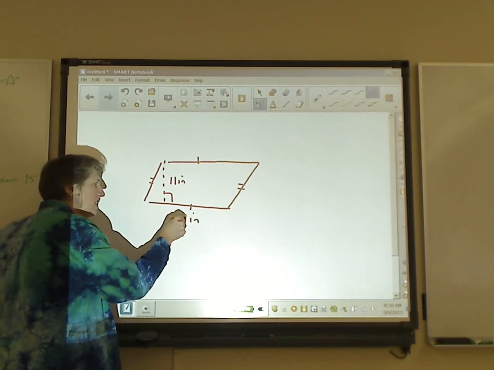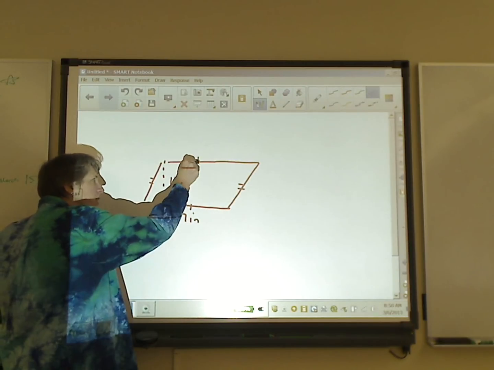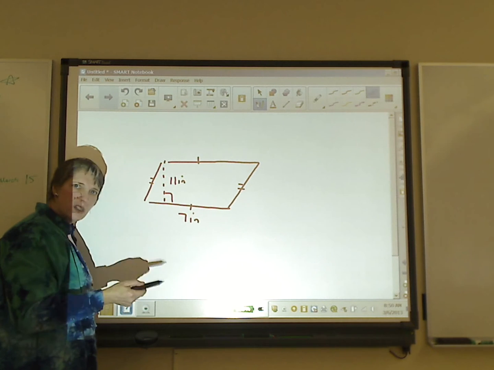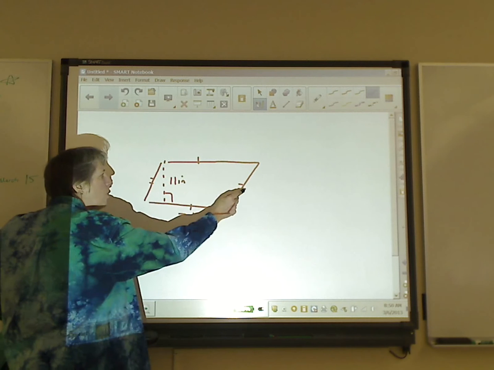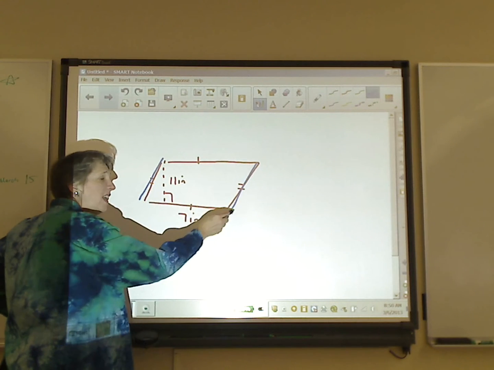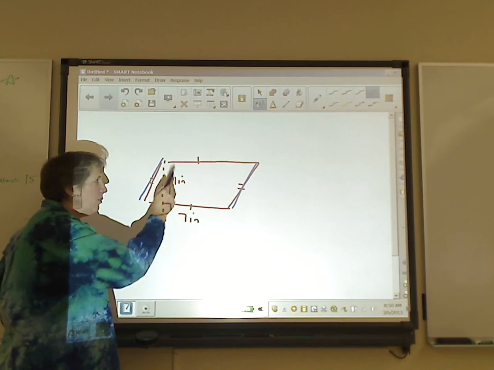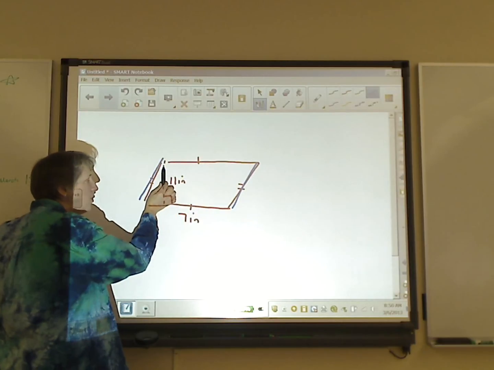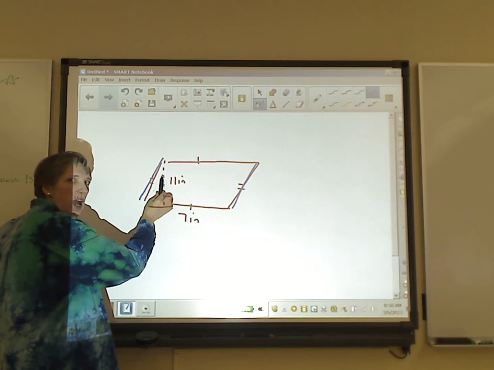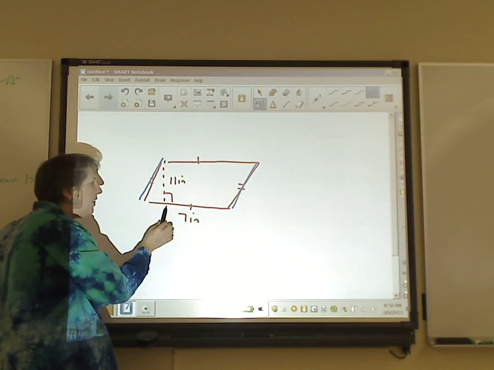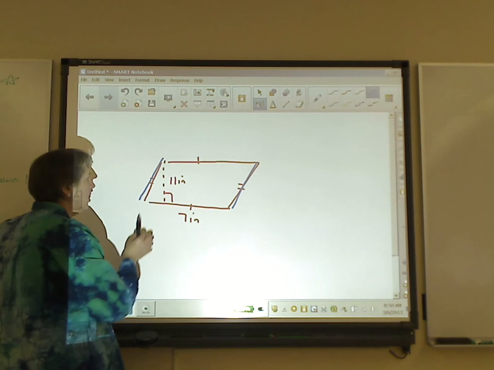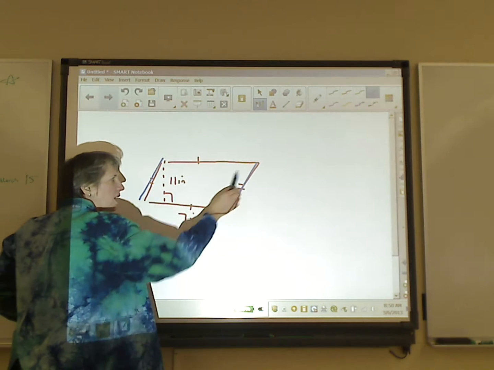Well, if this is 7 inches, and this is parallel to this, then this one must be what? 7 inches. We don't know the length of these two. These are slanted lines. These are not the height of the parallelogram. The height is always found on the interior angle typically. This is the height. You look for the 90-degree angle to find the height of the parallelogram because that's what you use in your formula. You don't use the slanted lines.